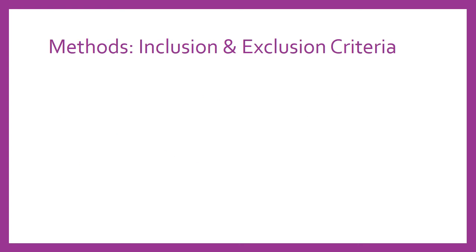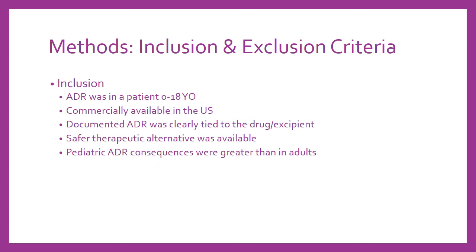So in order for a drug to be on the list, it had to meet specific inclusion and exclusion criteria. To be included, the ADR had to be from the pediatric population, it had to be commercially available, its reaction had to be clearly from the medication itself, there must be a safer alternative to treatment, and the incidence, frequency, and severity had to be greater in peds than adults.